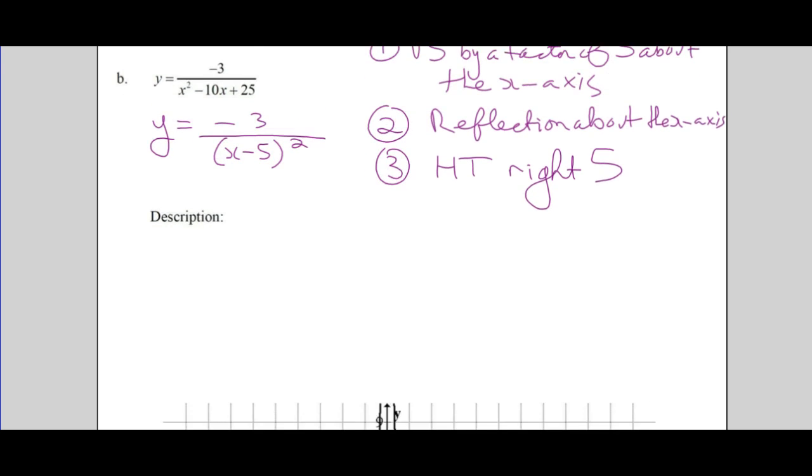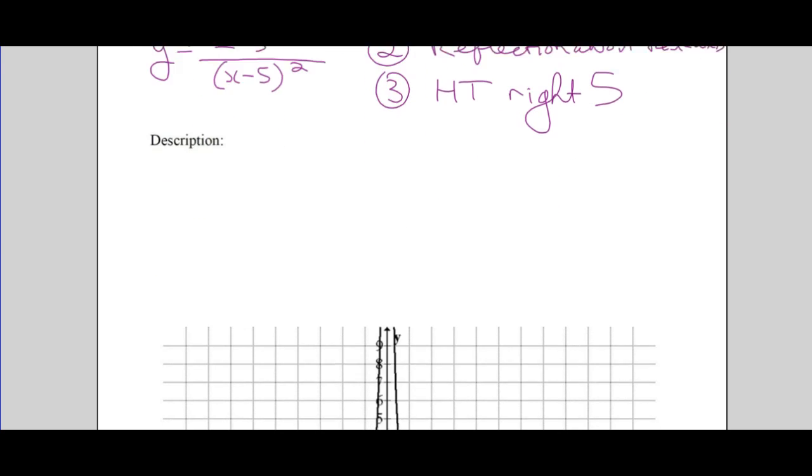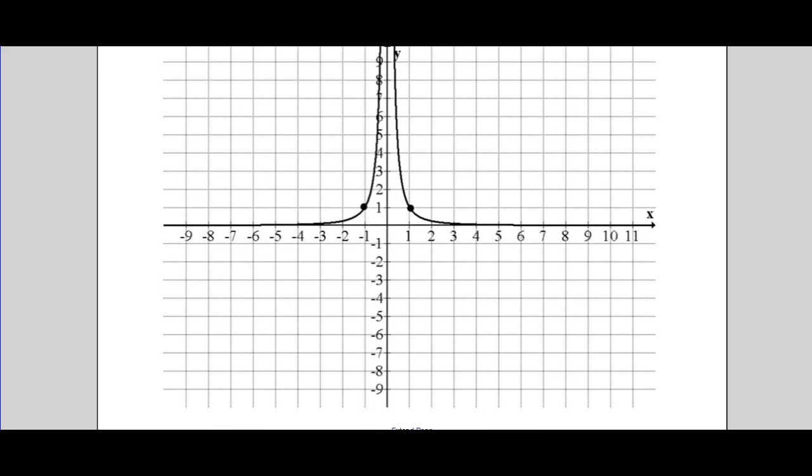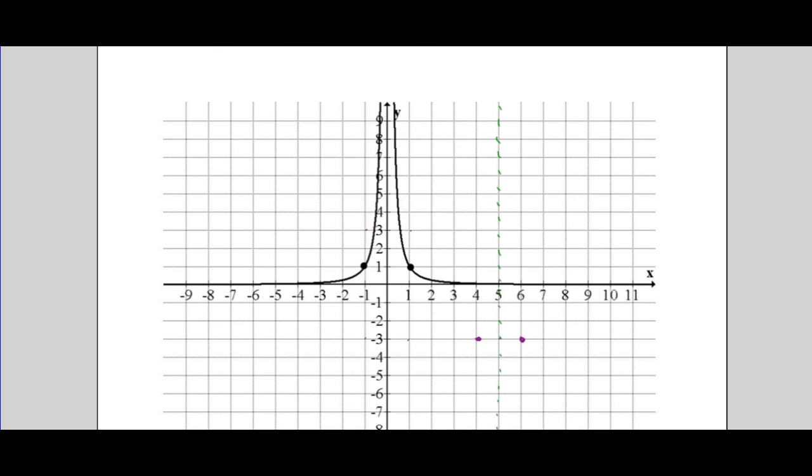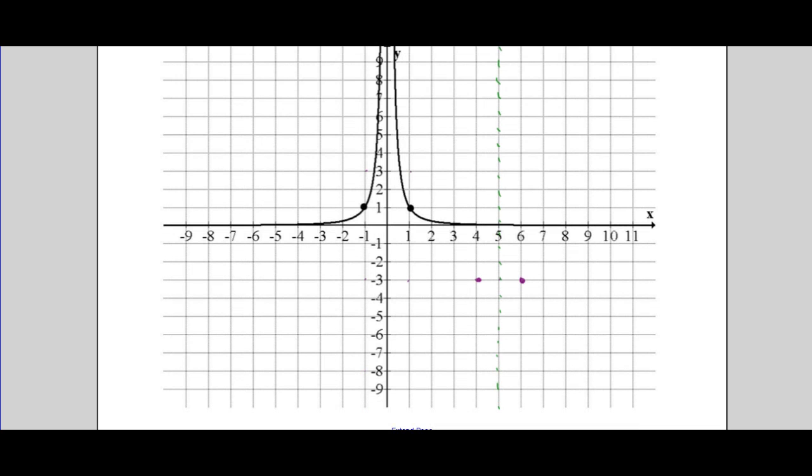All right, what have we got? Vertical stretch by 3, reflection, and then right 5. Vertical stretch by 3, reflection. Now, right 5 means that... was there any up or down? No, so my asymptote line is still here then, right?